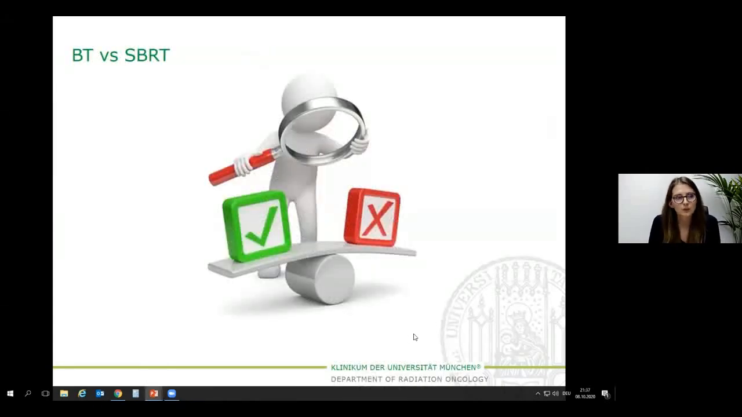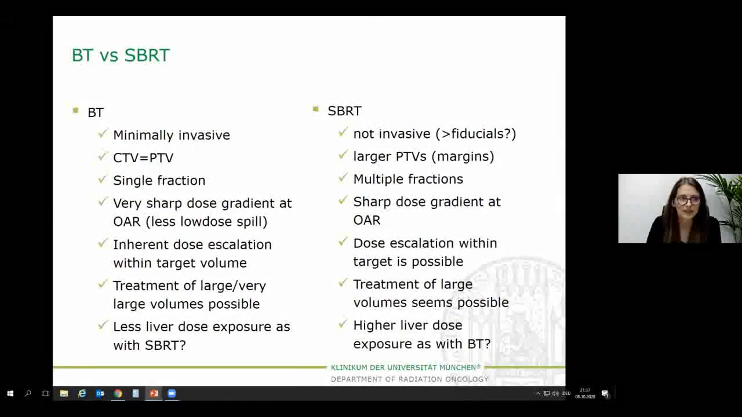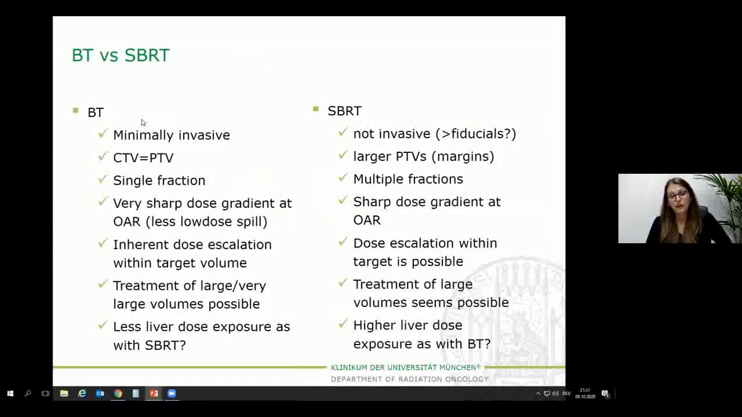So most people ask me, why do you do brachy, why don't you do SBRT? That's a very common question. I tried to give you an overview on this slide. Mainly you can say brachytherapy is minimally invasive, while SBRT is not. But if you use fiducials, then I would say it's the same. Then it's also minimally invasive. We have much smaller volumes in brachytherapy because we don't need any additional margins for PTV. For SBRT, it depends on your technique, but if you use an ITV approach, then you have much larger lesions, much larger target. You have to treat a lot of healthy liver also.